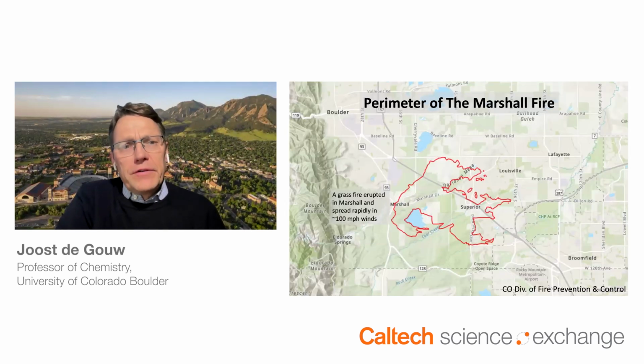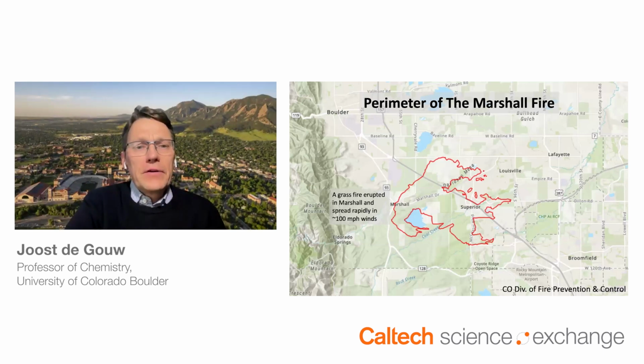So the Marshall Fire was really very similar to the Eaton Fire. It started in the winter, December 30, 2021. The winds were very high, 100 miles per hour, and a small grass fire got completely out of control and burned a swath of land to the east of Boulder.